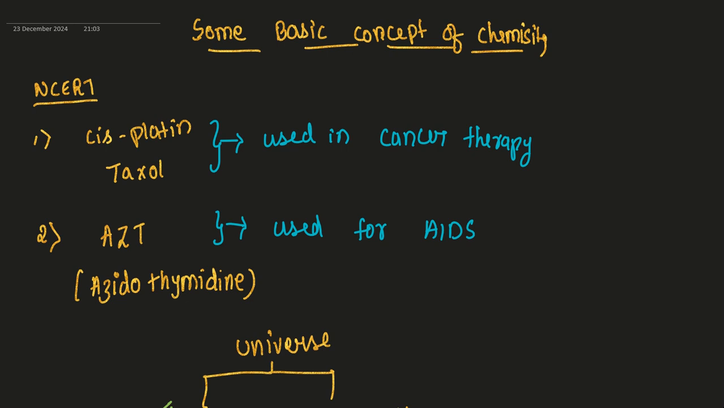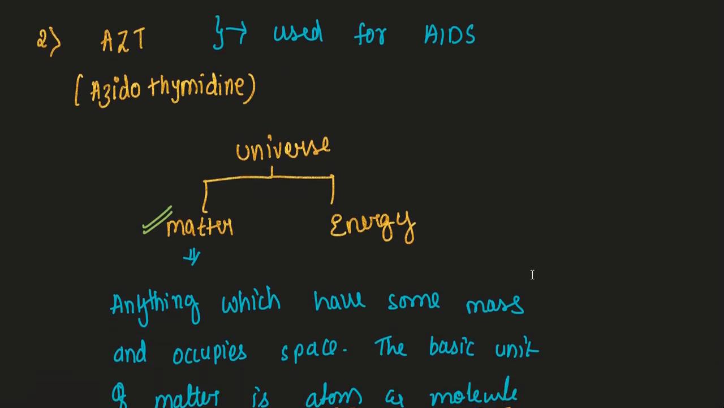Before starting, let us have a small quick revision. In yesterday's class, we started with our first chapter, Some Basic Concepts of Chemistry, where we learned a few important points from the NCERT textbook introduction. Cisplatin and Taxol are used in cancer therapy. Azidothymidine, AZT, is used for AIDS.